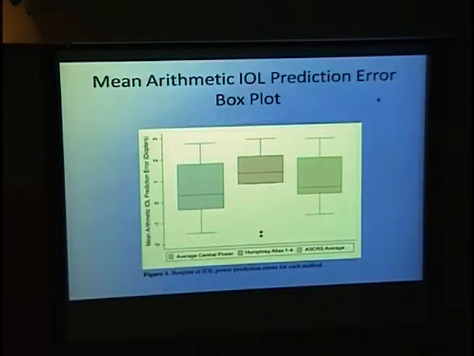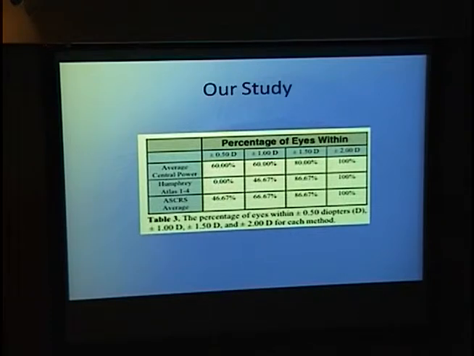This is a box plot. If you're familiar with box plots, this line here is the median, and this is the upper quartile, lower quartile, minimum, maximum, and these are outliers. So you can see that the patients are still ending up positive, which is hyperopic. The percentage of eyes using these methods that ended up within these categories are found here.